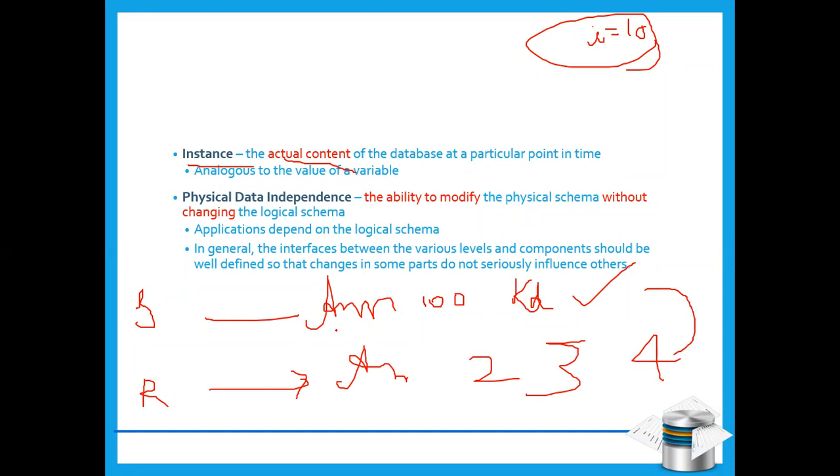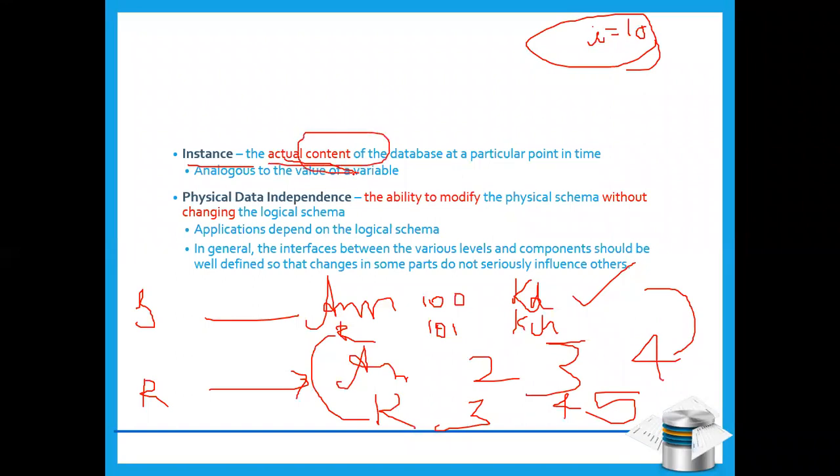The same way, I can have another student, let's say Remya, whose ID is 101, and she comes from Kochi. And Remya can have marks like 3, 4, 5. These two are related. So at a particular point of time, the actual content of my schema or the database, you call it the instance.